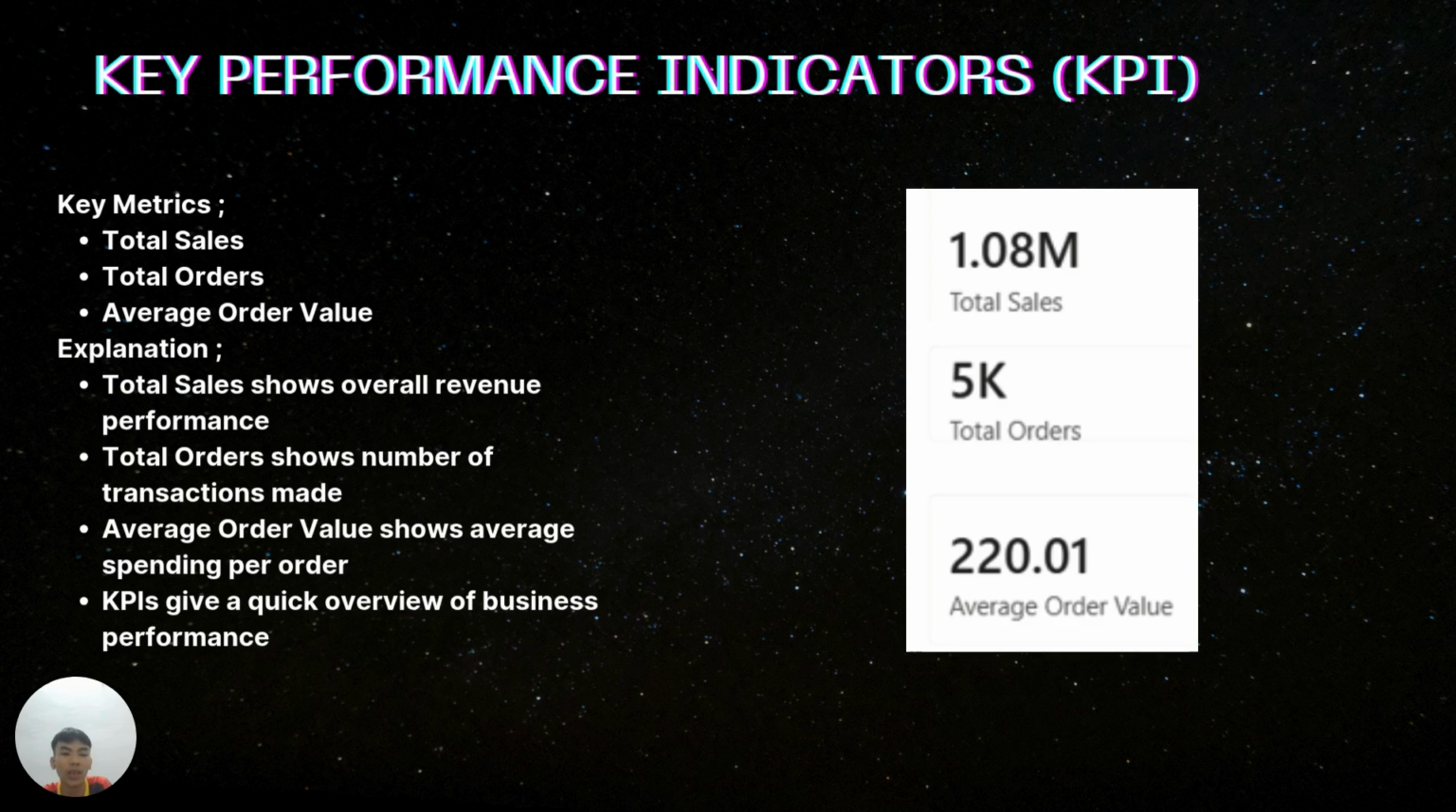For the next, the key performance indicator. This KPI card summarizes the company performance. Total sales of 1.8 million show the overall revenue. The total order adalah 5,000 dan menunjukkan nombor yang telah melakukan transaction, and average order is 220.1, which shows the average spend per order. This KPI helps the management monitor the performance quickly.